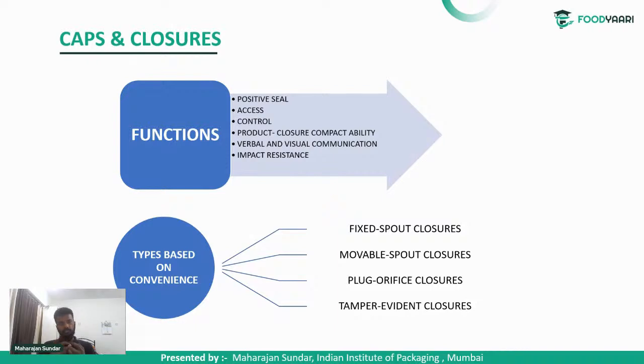A closure is a thing which we usually open and close invariably n number of times, so it will receive impact, and the cap and closure should resist the impact provided by it. Based upon the convenience of usage, there are four types of closure: fixed sprout closures, movable sprout closures, plug orifice closures, and tamper evident closures.